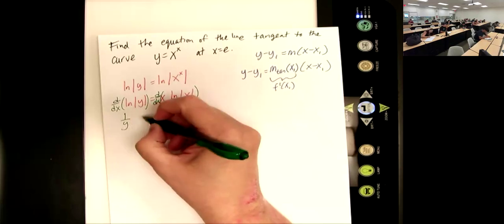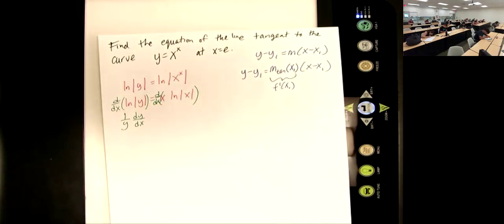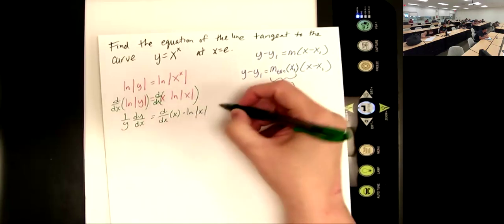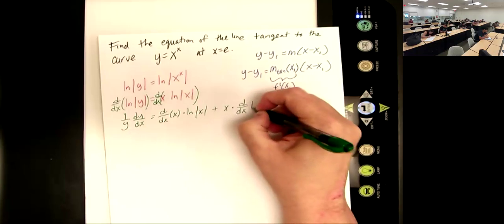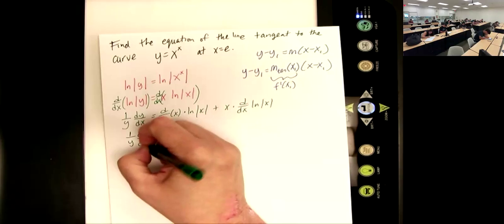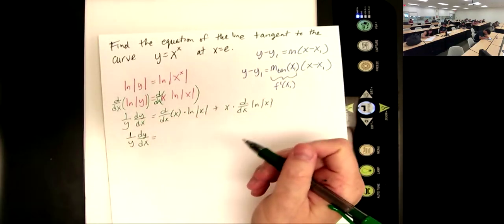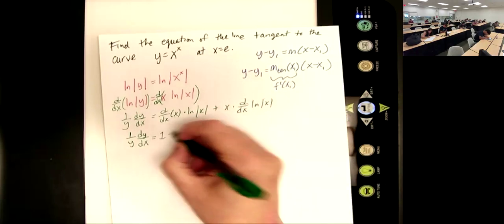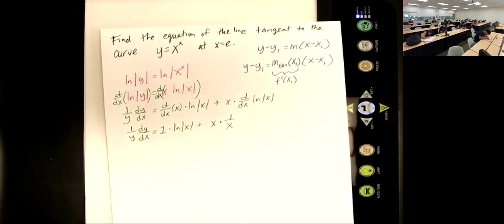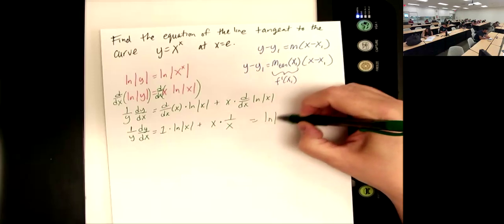If I do d/dx on both sides, there's 1/y times dy/dx, it's implicit there. Here we do the derivative of x, I'll write it out, plus x times the derivative of natural log of x. That last little part you can skip to this line when you're comfortable doing it correctly. This is 1 times natural log of x plus x times 1/x. If you clean that up, that's just natural log of x plus 1.